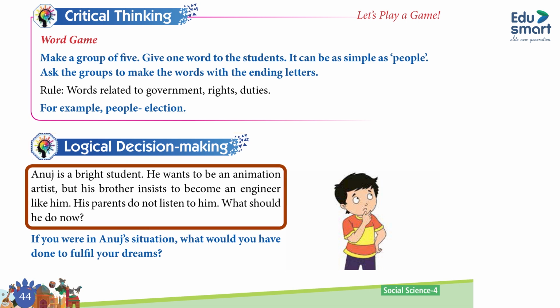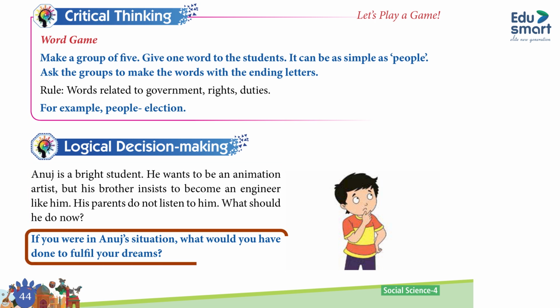Logical decision making. Anuj is a bright student. He wants to be an animation artist, but his brother insists he become an engineer like him. His parents do not listen to him. What should he do now? If you were in Anuj's situation, what would you have done to fulfill your dreams?